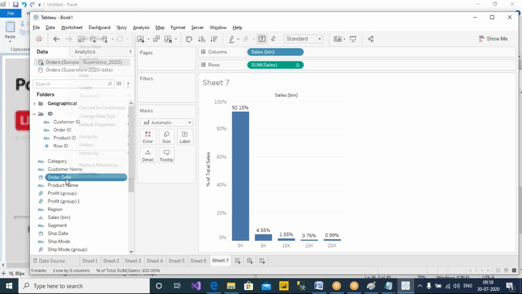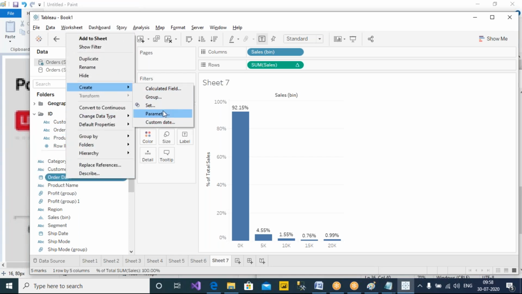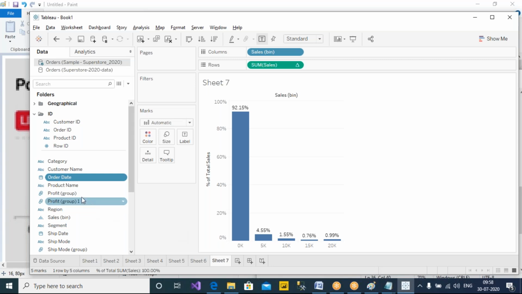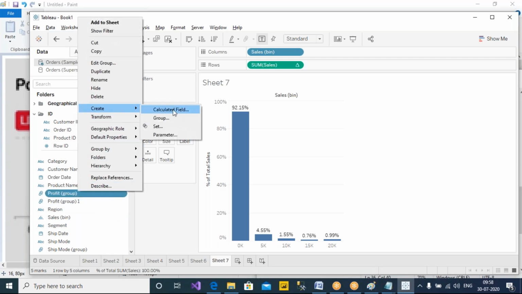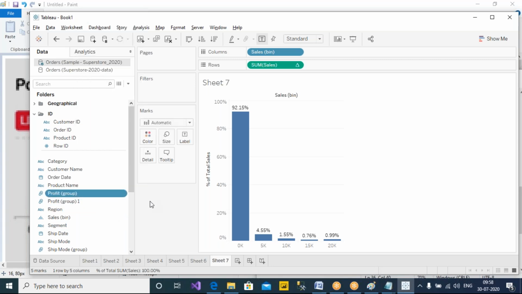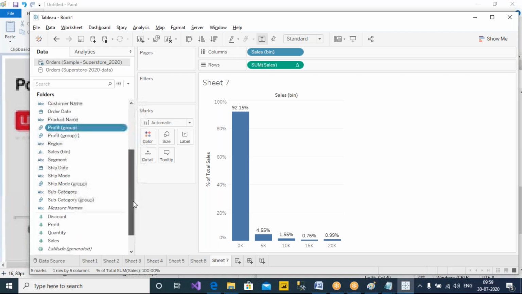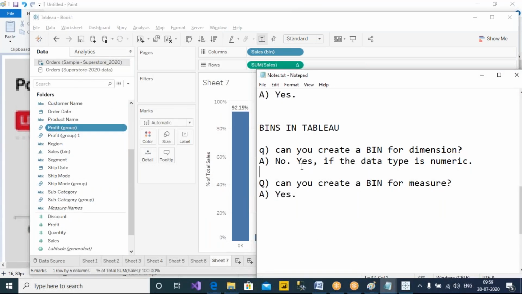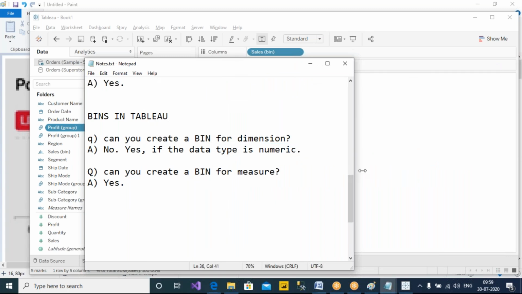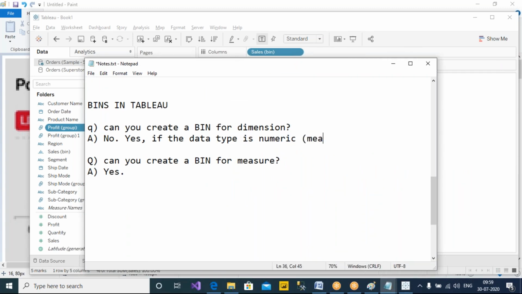What about the date? Create. Can you see a bin? No, we cannot. What about a group? No, you cannot create. Right? So you cannot create a bin for other dimensions, but you can create a bin for a dimension which contains a numeric data type, but we would say this is of no use. This is a meaningless output. So we don't get any good analysis with that, but Tableau gives us the option here.